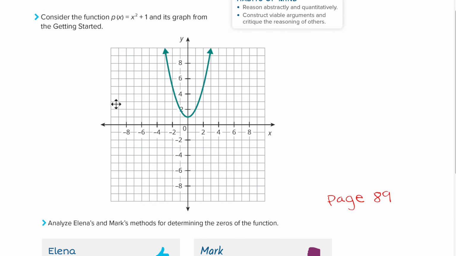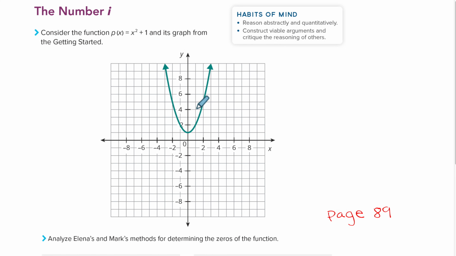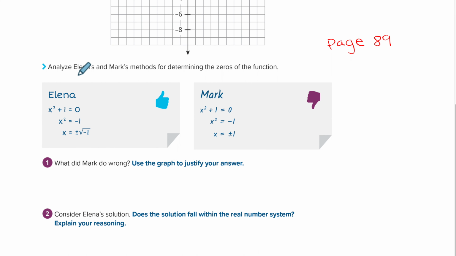All right, page 89. Let's look at this function, x squared plus 1. If you were to plot the graph of x squared plus 1, you would get this wonderful quadratic parabola right here. And notice it does not cross the x-axis. So let's see what happens when we try to work it out algebraically to find the zeros. We have Elena and Mark analyze the methods for determining the zeros of the function.